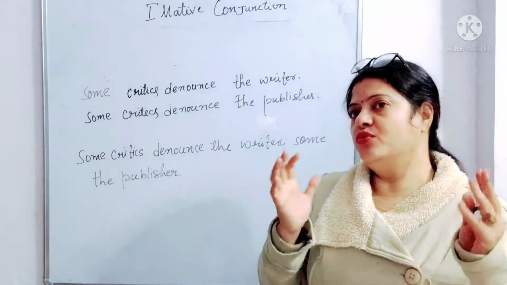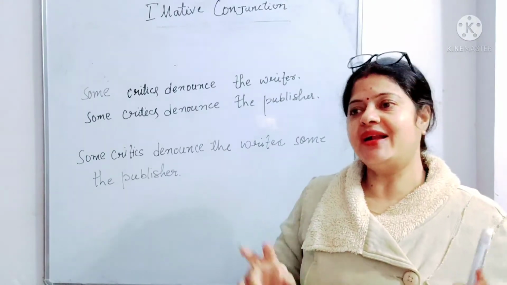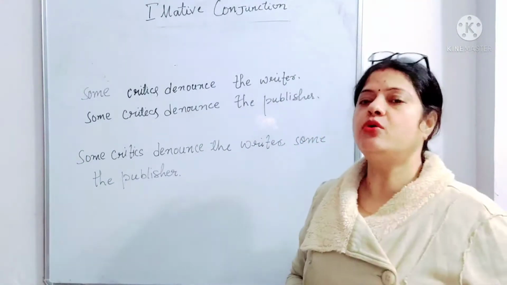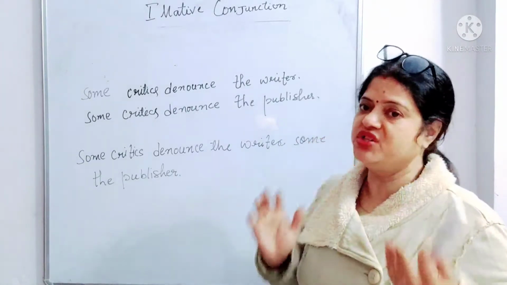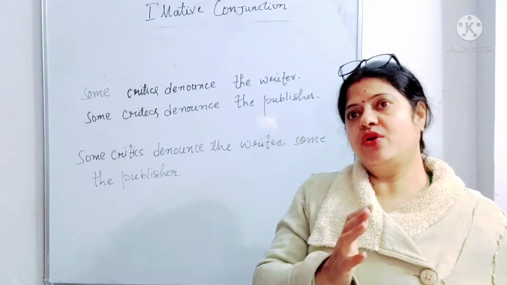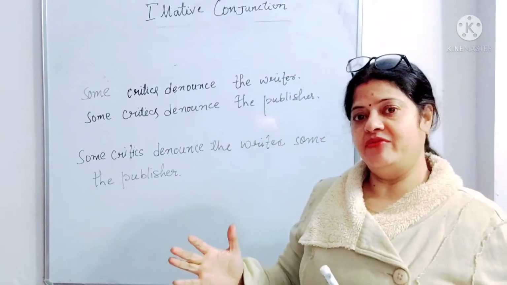Because the rule of the compound sentence is that there are two clauses which are connected with one coordinating conjunction, and in each and every clause we have one subject and one verb.